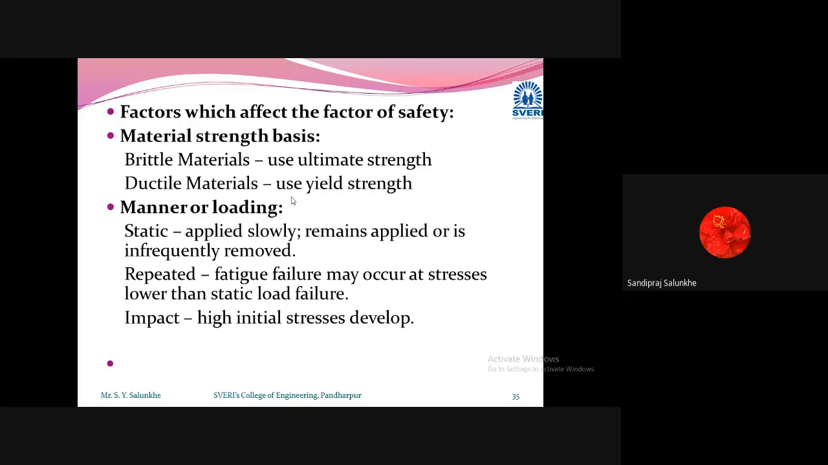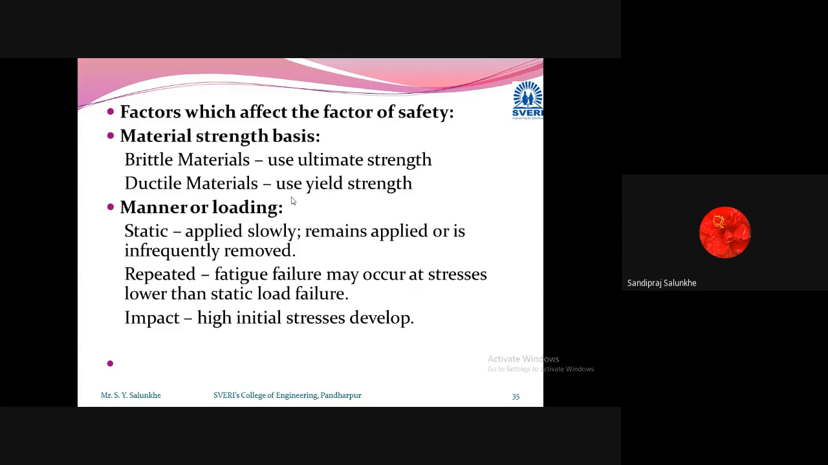Likewise, there are some standard factors which that designer has to consider while he has to choose the factor of safety. Out of that, material is a very basic concept because strength depends upon that material. If you are choosing steel as a material and if you are choosing wood as a material, both of those materials will have different strengths. So one has to consider the material properties first of all. So strength based on material.